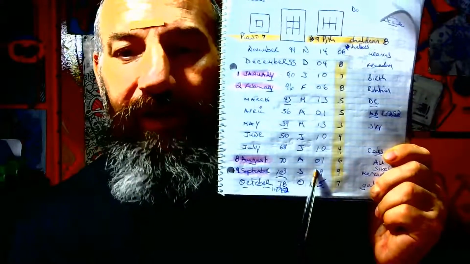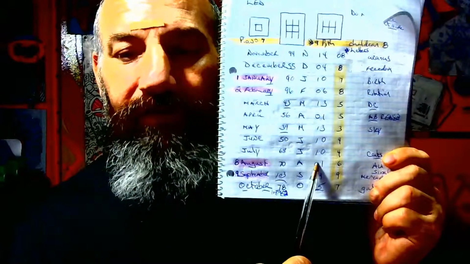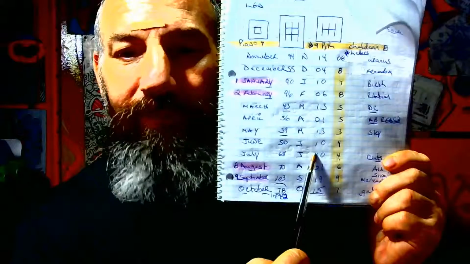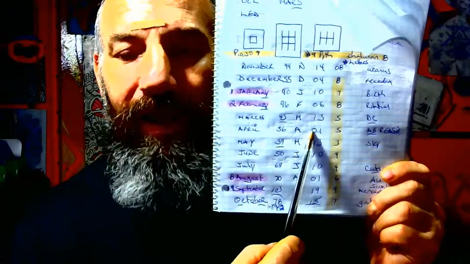This is a red gateway. This is a black gateway. This is a black 61. This is a black gateway. Black gateway. 7th month, red gateway. Black gateway. 4th month, black gateway.